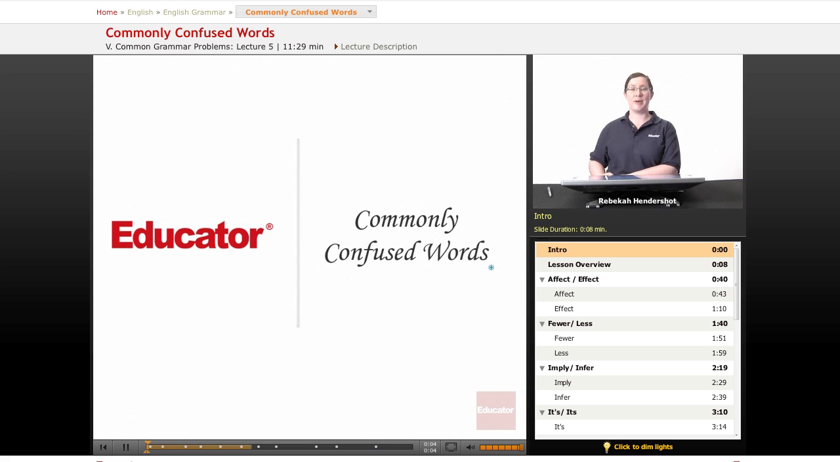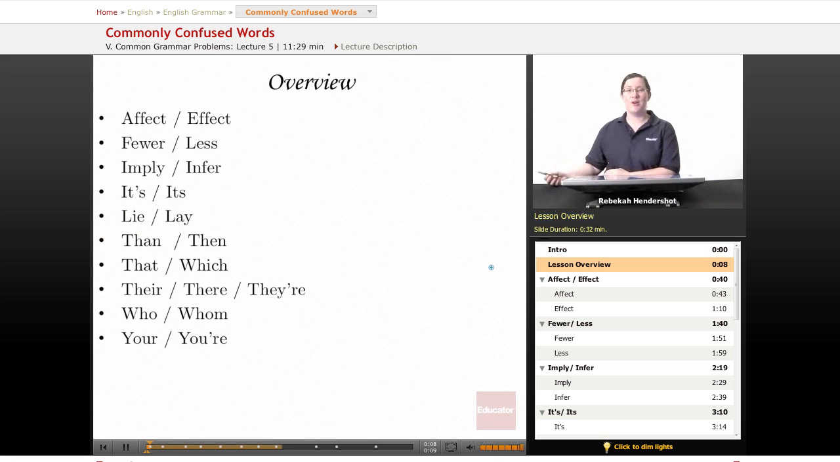This lesson is about 10 sets of commonly confused words. Let's get started. Okay, this lesson is going to be a little bit different. We're not going to do any practice questions on this one because we're just going to go over how to remember 10 sets of commonly confused words, which one to use at which time.